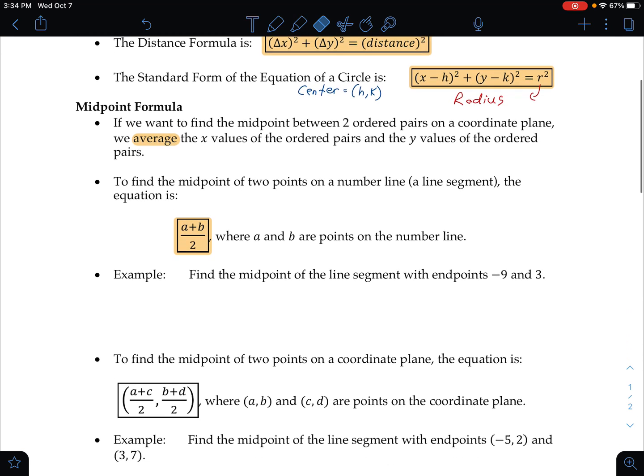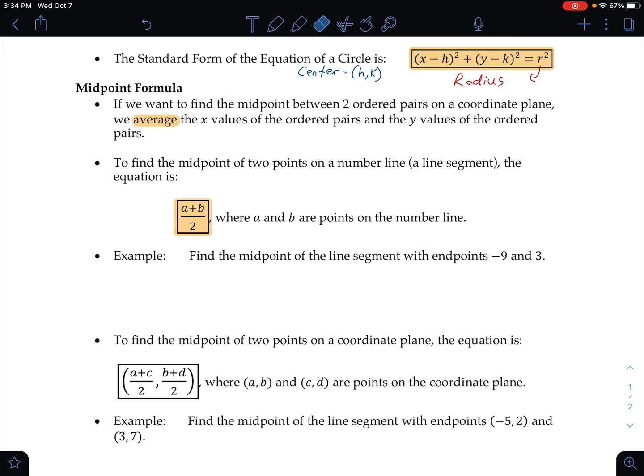So we see a nice quick example. Find the midpoint of the line segment with endpoints -9 and 3. If we take the two of those, we add them and divide by 2. Very simply, we get -6 over 2, which we obviously know is -3, which is my answer for the midpoint on a line segment. Very simple.